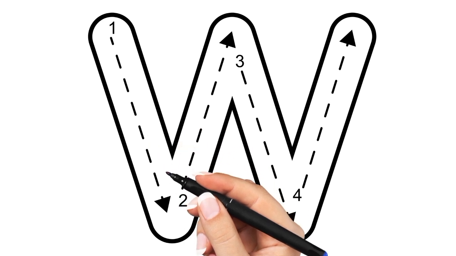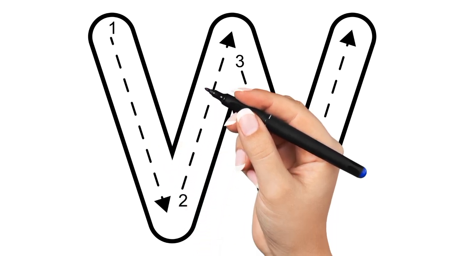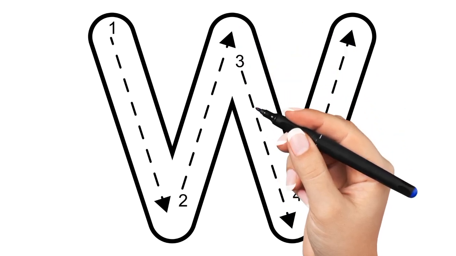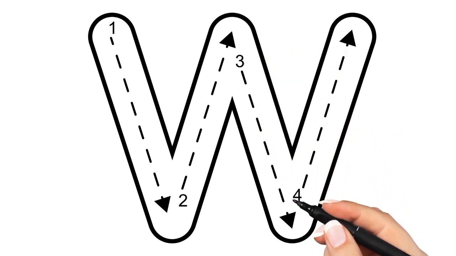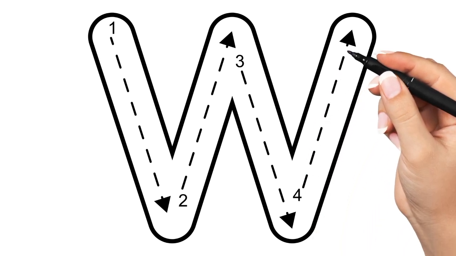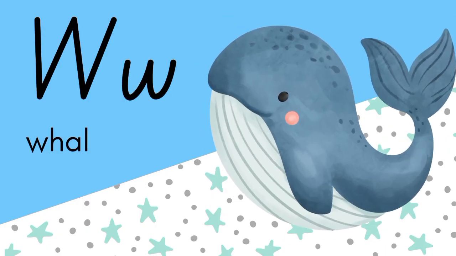1. Draw a diagonal line downwards. 2. Now draw a diagonal line outwards. 3. Repeat the first process. 4. Repeat the second process. Yes! It's W, and W is for whale.